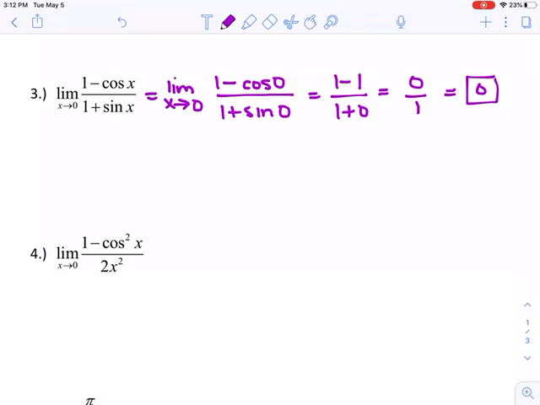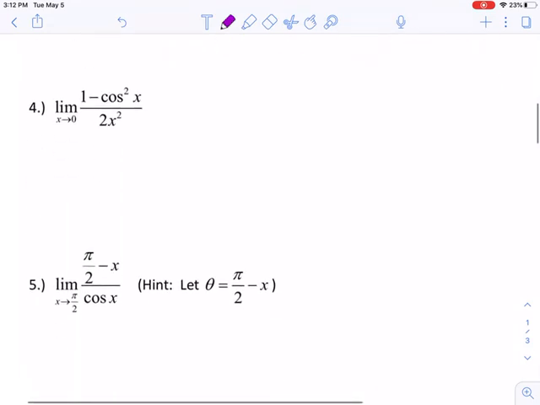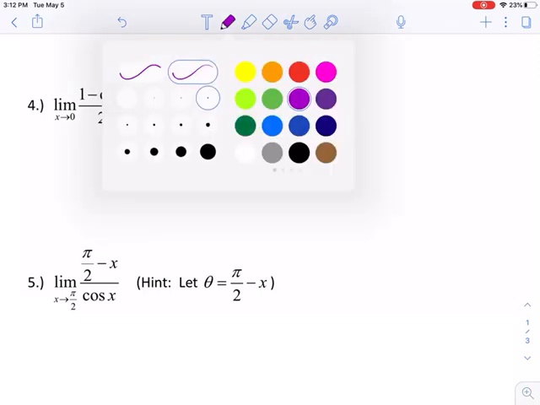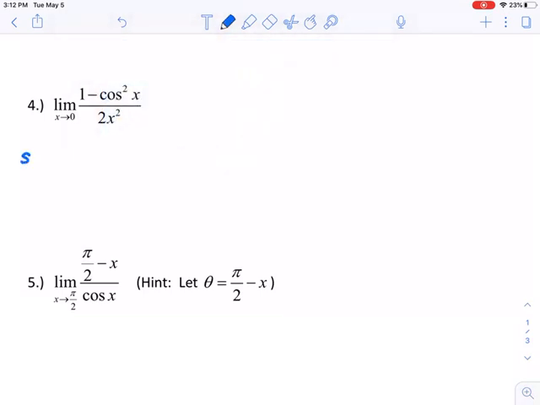For question number 4, notice your numerator looks very similar to what we dealt with back in our trig functions. We know that sine squared plus cosine squared is equal to 1, one of our Pythagorean identities.